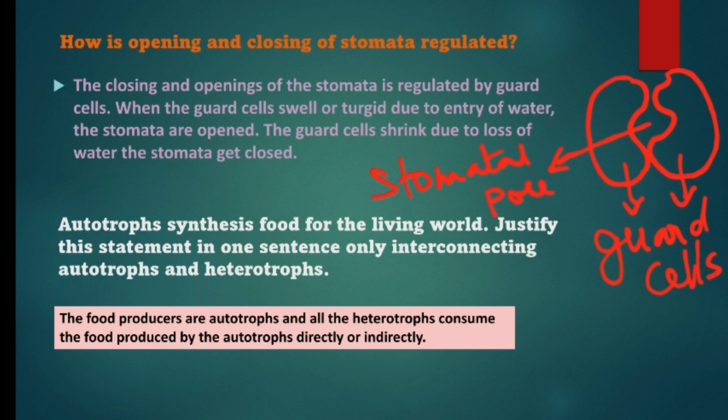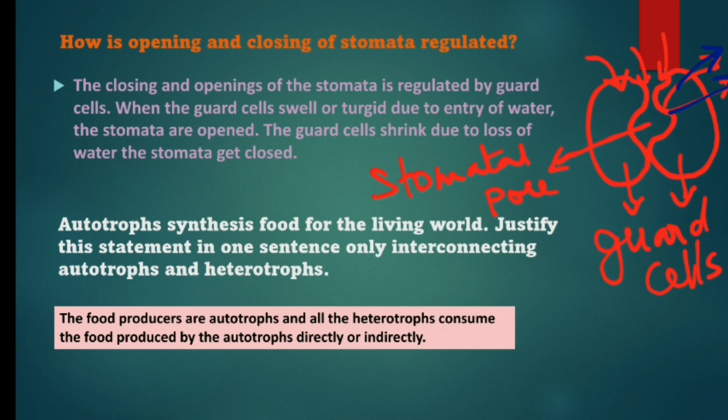Now, the closing and opening of this stomatal pore is regulated by these two guard cells. When the guard cells swell, that is when water enters into the guard cells, they swell up just like any other cell due to the entry of water, and they become turgid. This way the stomata is open. Whereas the guard cells shrink whenever water diffuses out. When the water diffuses out, the cells shrink and become flaccid and the stomata gets closed.